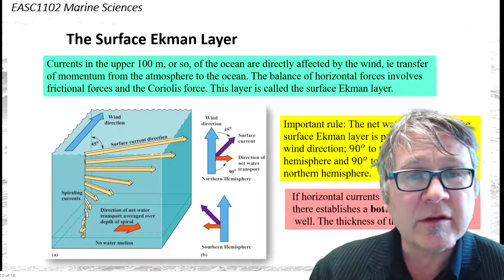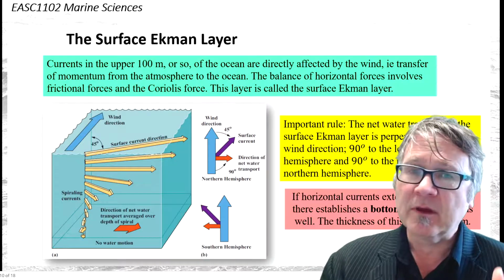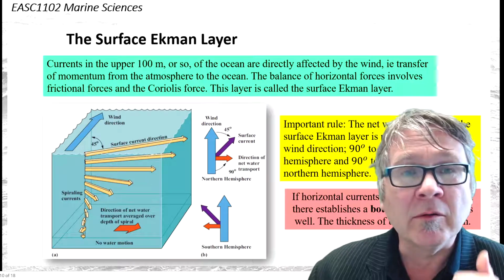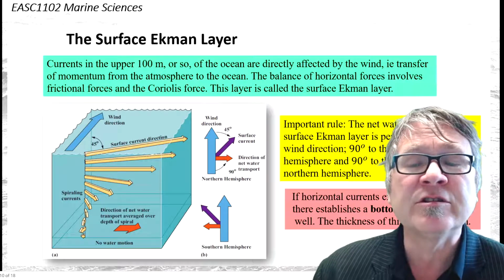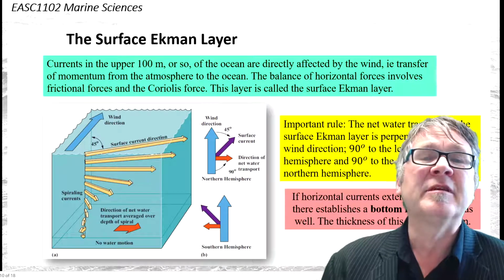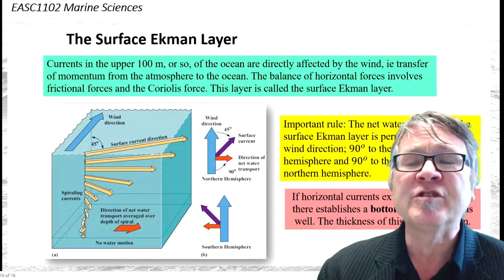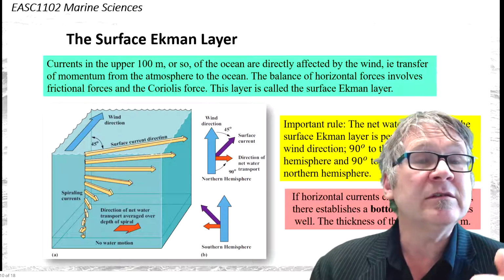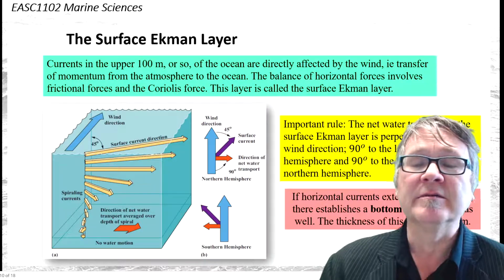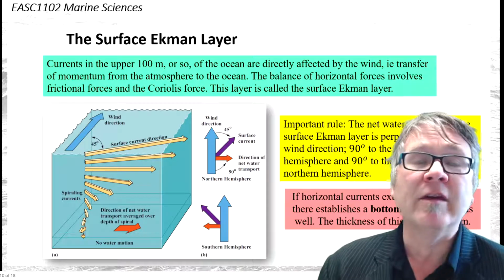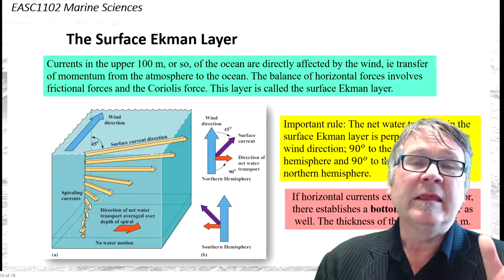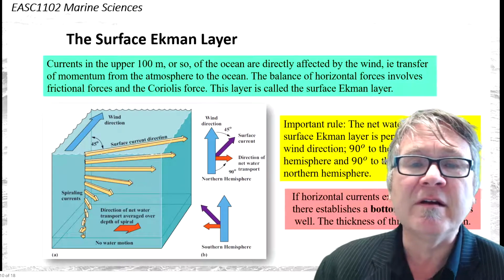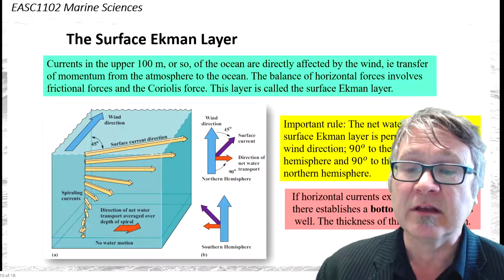And because the Coriolis force operates on the direction of flows, you actually get something like a spiral type of shape of your horizontal current pattern. This is called the surface Ekman layer. And this is shown here for the northern hemisphere. In the southern hemisphere, it's a mirror image. So you have to put a mirror there and have a look at what it looks like.